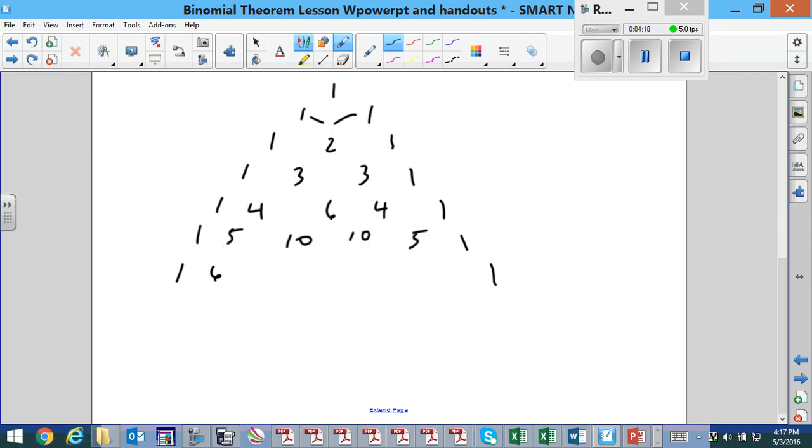1 and 5 make 6. 5 and 10 make 15. 10 and 10 make 20. 15 and 6. There's symmetry on the left side with the right side.